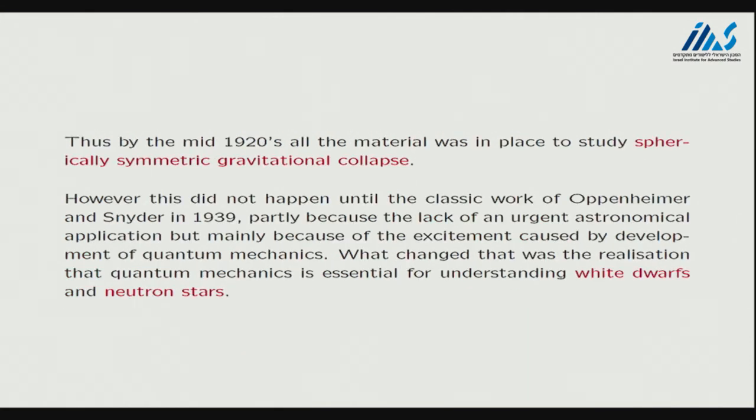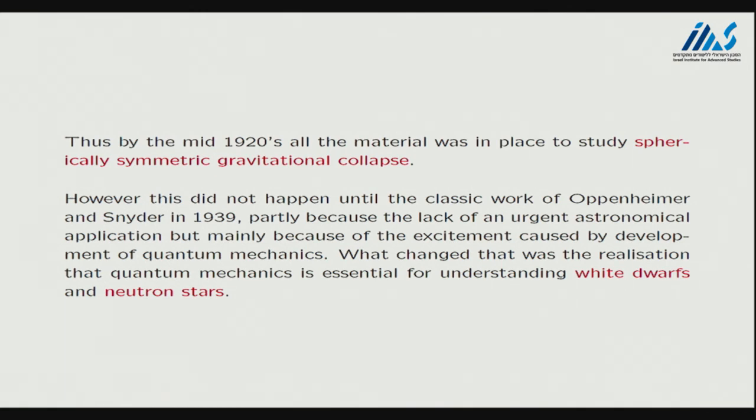Okay. So what can we conclude? We can conclude that by the mid-1920s, or maybe even into the 30s, lots of the material was in place to study spherically symmetric gravitational collapse and so forth. But it didn't happen. And so you can ask why it didn't happen. And I think it didn't happen for 2 separate reasons. It didn't happen until 1939. I think there were 2 reasons. The first reason was that quantum mechanics intervened and everybody wanted to work on quantum mechanics.